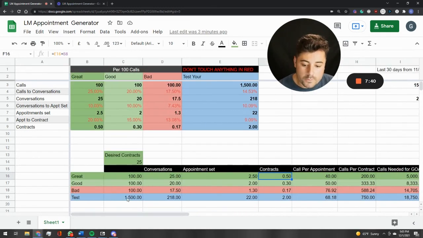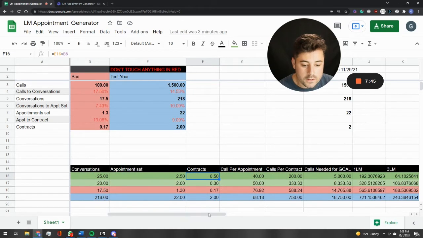And now what's even more important, I have a generator here. If I want 25 contracts, well, we know here that I need to make 200 calls per contract. So this number right here is just 25 times my 200 calls, right? So that's where it gives you that 5,000 call goal.